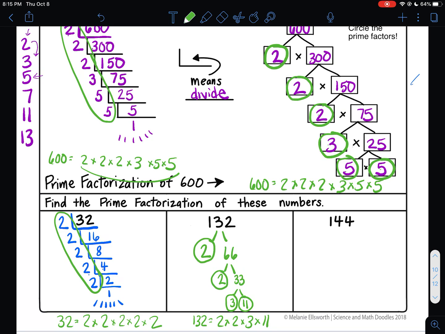Okay, so that is the tree method, and then the cake was the last one. Okay, so I would like you to pause and attempt to use whatever method you want for 144 and find the prime factorization for me, okay? This one's going to be a little long, but you can do it. So cake or trees, whatever one you want to do. So pause and try it for me.